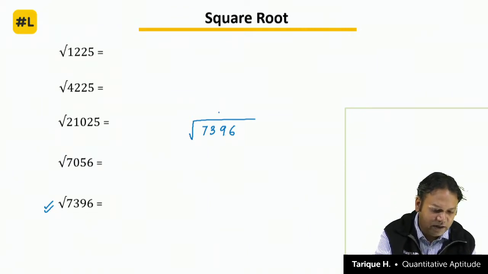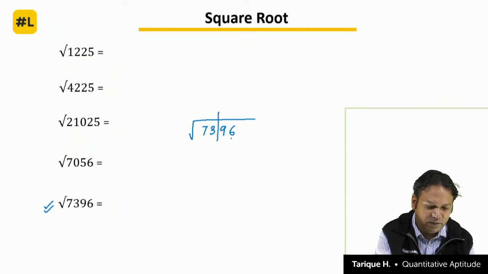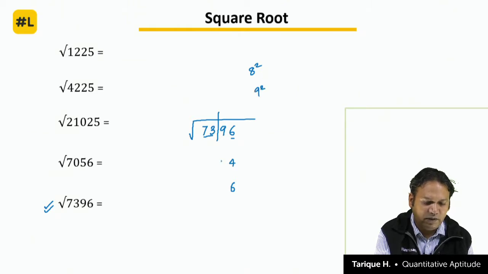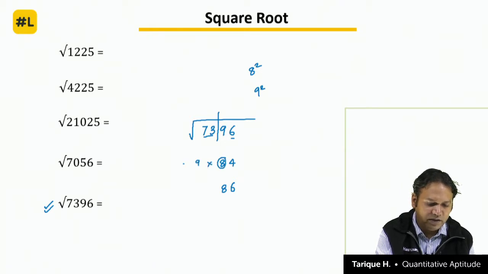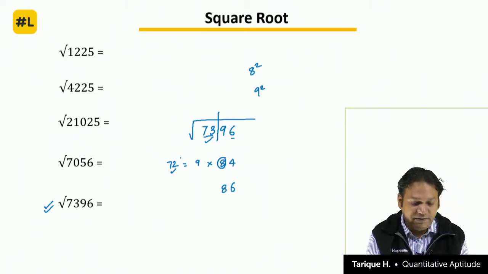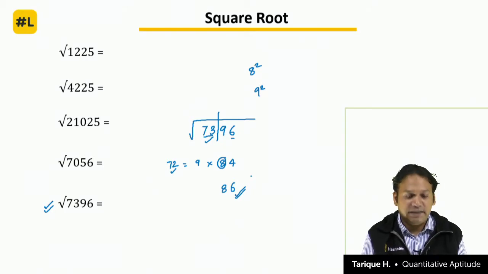So again you see here, cut off the last digit. 6 means 4 or 6. 73 is between 8 square and 9 square. So it will become 84, 86. 8 multiplied by 8 plus 1. 73 is more than 72. You see here, 73 is more than 72. So the answer will be the higher value. What is the answer? 86.